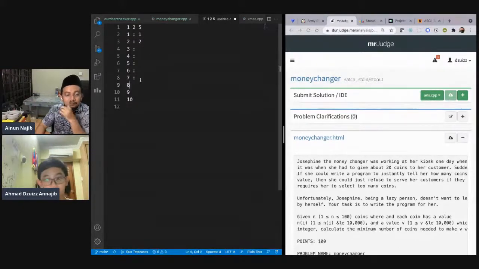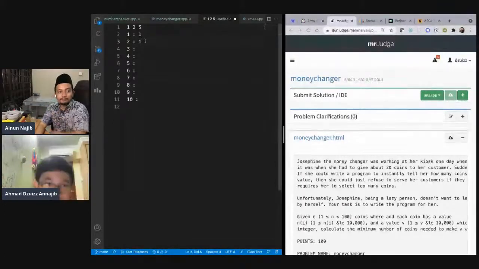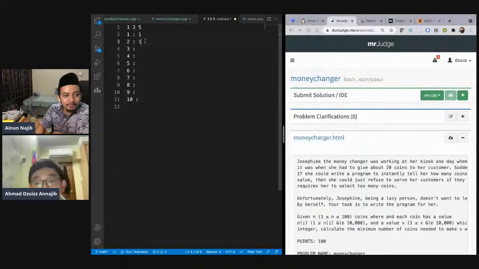Okay. So now to make one, you need coin one, right? One coin of one. Yeah. Now in line three, to make amount of two, how many coins you need? Oh, the minimum number of coins you need? Only one, right? Yeah, only one.